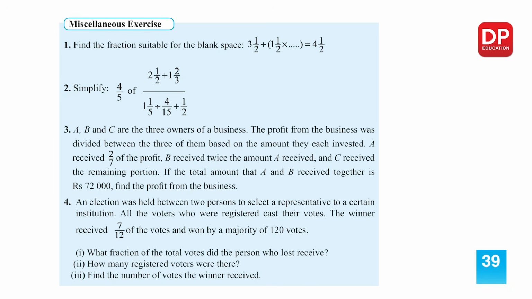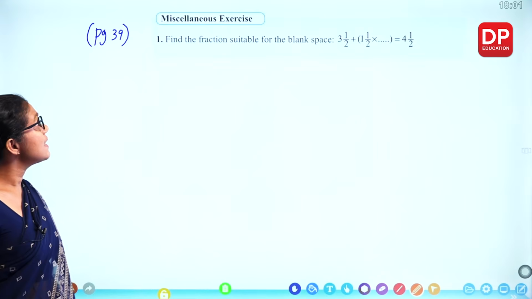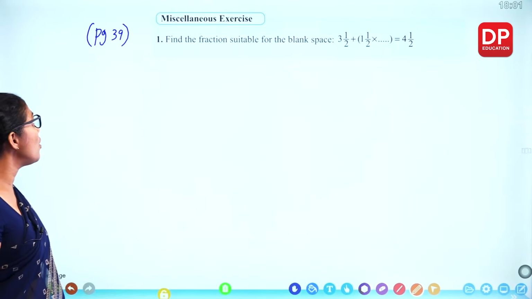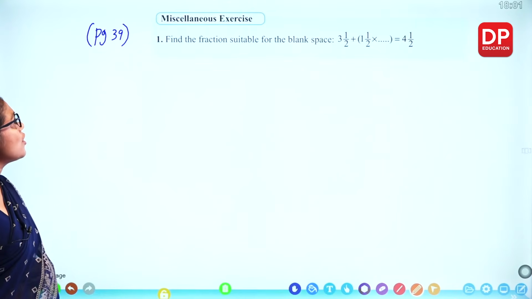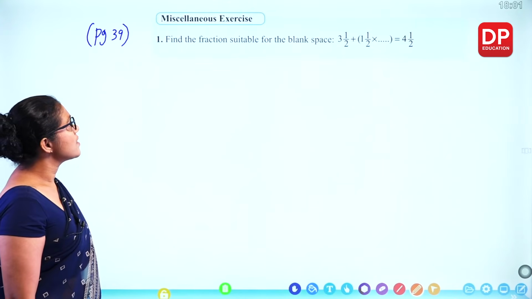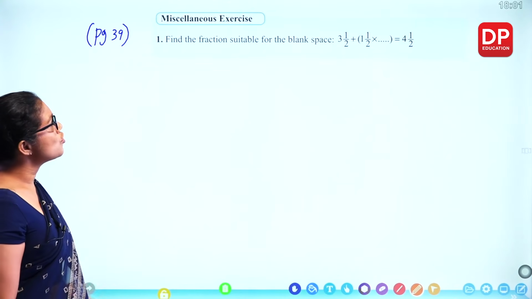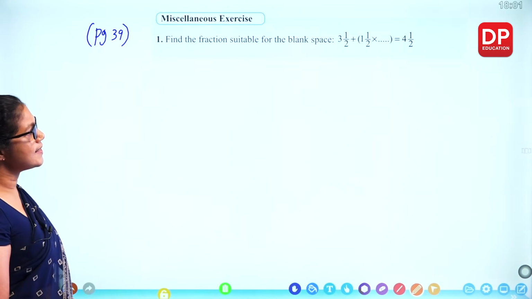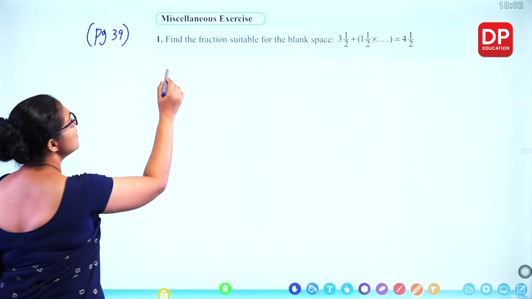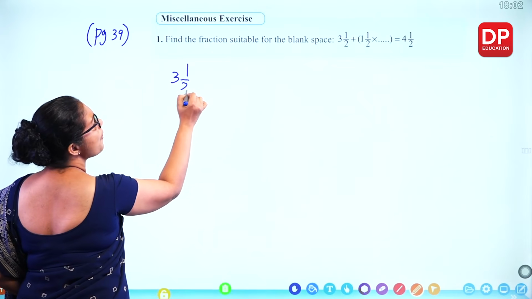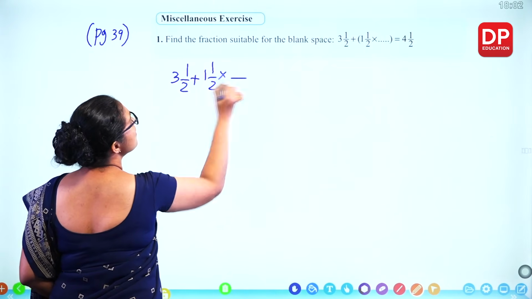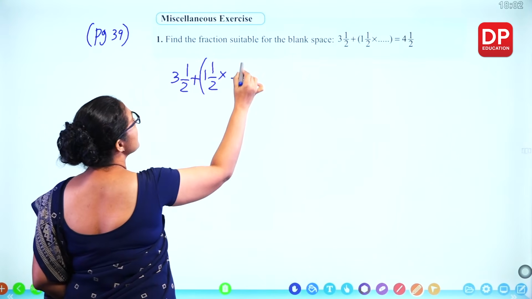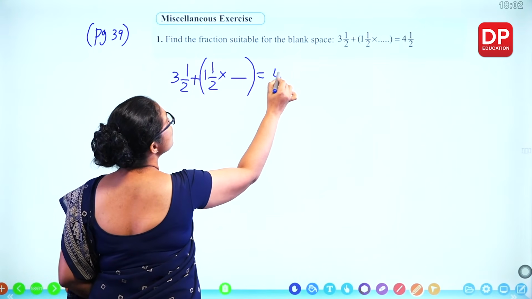Now we'll take the miscellaneous exercise in your textbook. That's on page 39. So we'll try to solve these questions. Find the fraction suitable for the blank spaces. So you have given 3.5 plus 1.5 times blank, and there's a bracket here, is equal to 4.5.